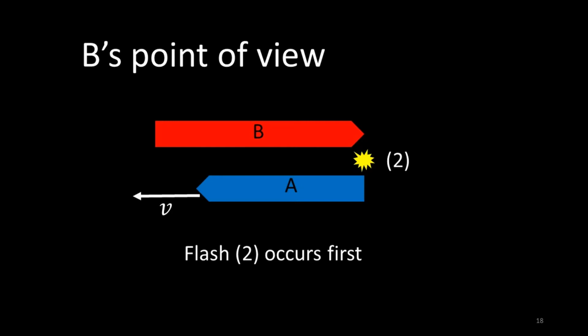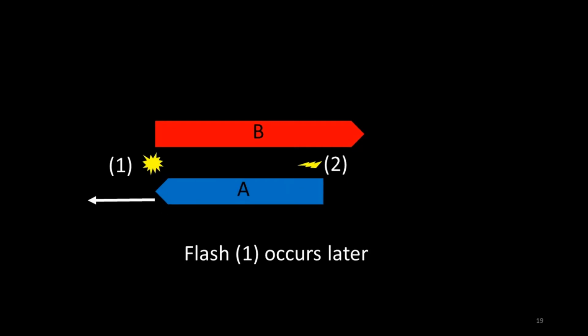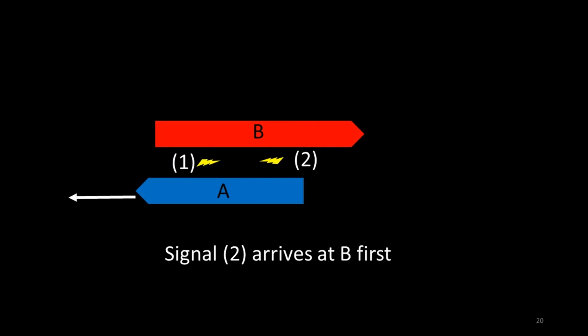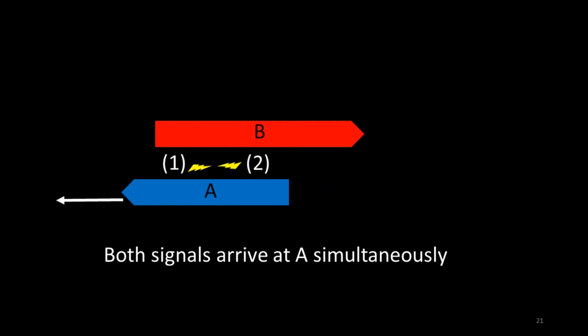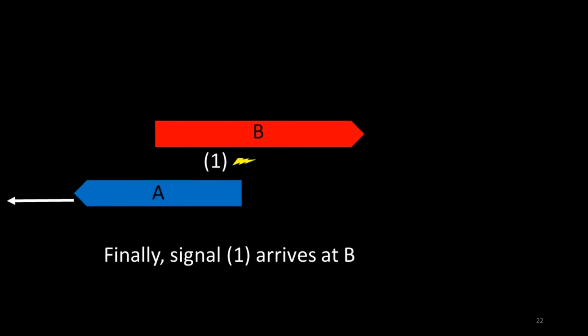Now, the only way that this can be true is if spaceship A is shorter than spaceship B. This may be surprising, but it is the only explanation for flash 2 occurring before flash 1 if the second postulate is valid. A little later, flash 1 occurs when the front of the shorter spaceship A meets the back of the longer spaceship B. A little later, signal 2 arrives at B before signal 1. Then both signals arrive at A simultaneously, which is one of the facts that must be true for both observers. And finally, signal 1 arrives at B.